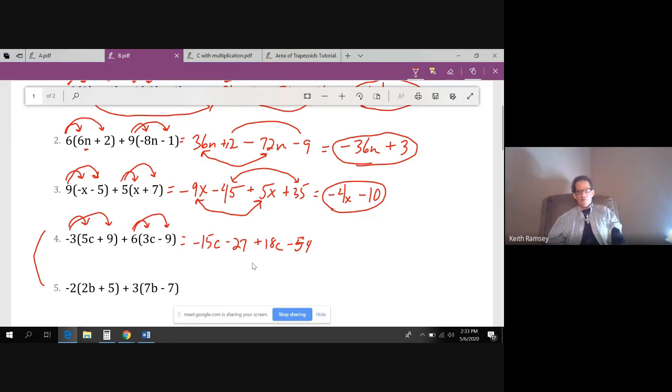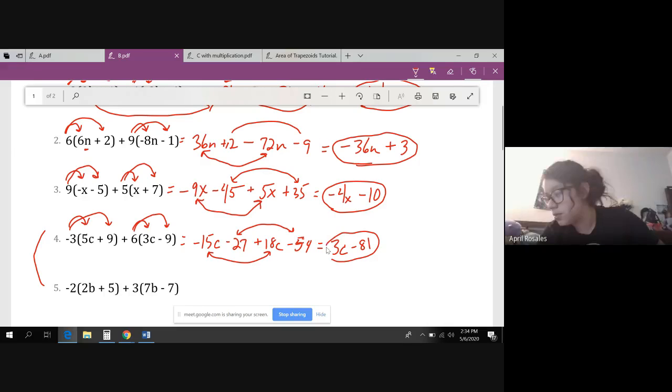And then look for like terms. Look for anything that has a c. There's the negative 15, it has a c, and this 18 has a c. So negative 15 plus 18 is going to be 3c. Then look for what doesn't have a variable. This negative 27 doesn't, and this negative 54 doesn't. So 27 and 54 is going to equal 81, but it has to be negative 81 because this is negative and this is negative. I'm going to say minus 81. And that's the simplified equation for number 4.